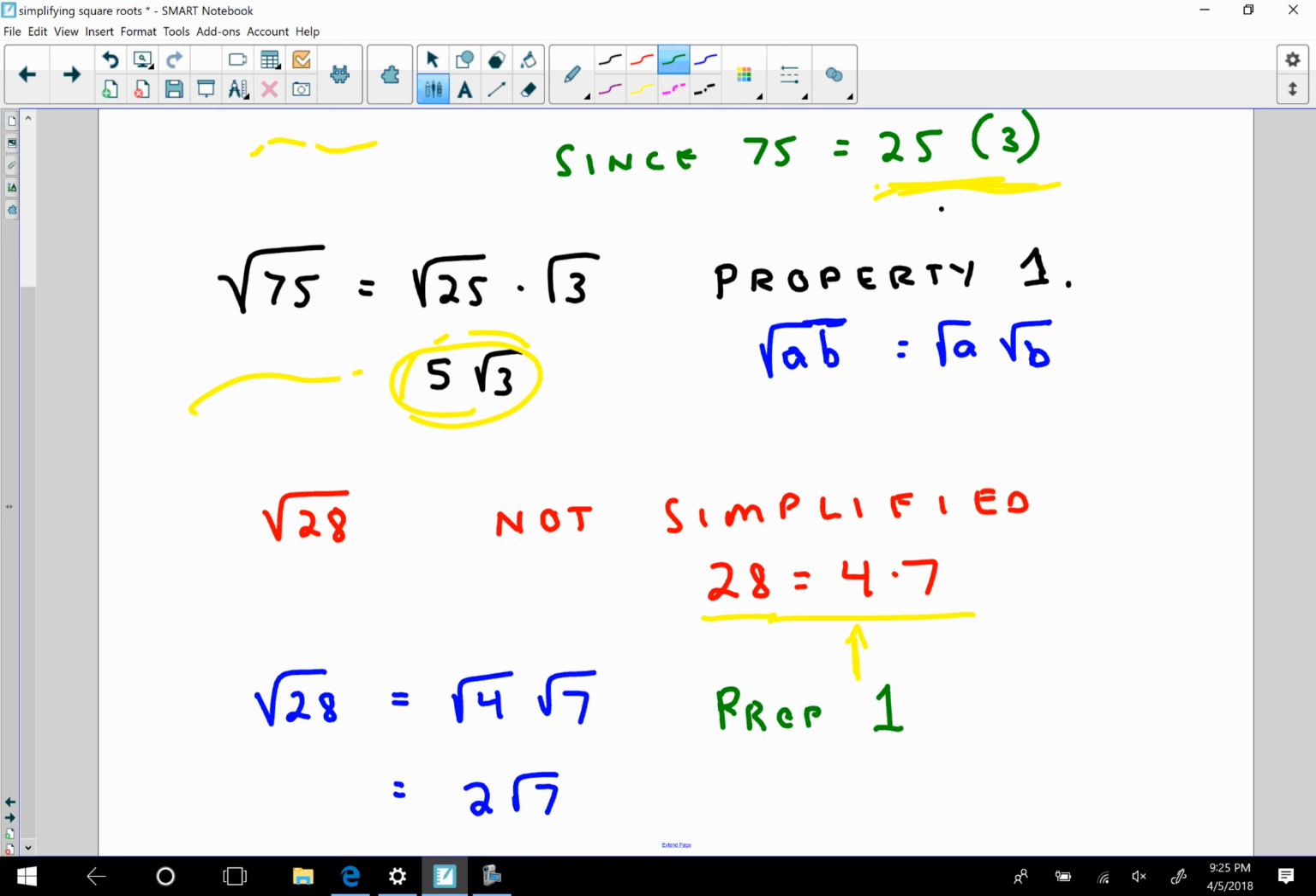And the square root of 4 is 2. Square root of 4 times 7 is 2 times square root of 7. So this is square root of 28 simplified, because 7 has no perfect squares. So let's do a couple simple examples.